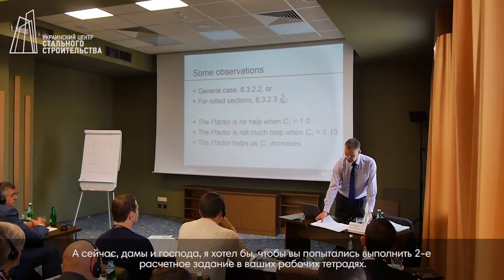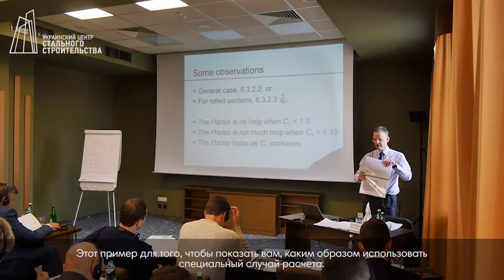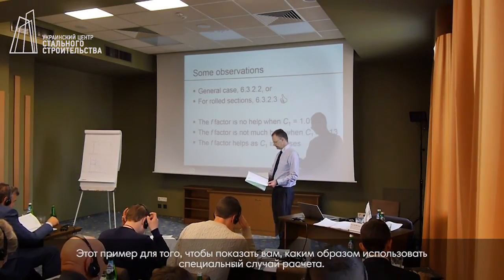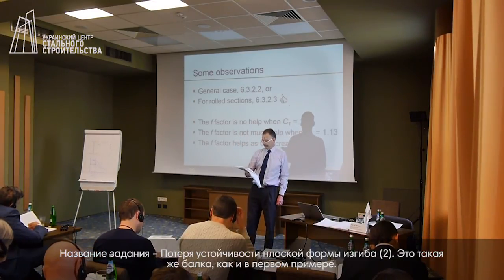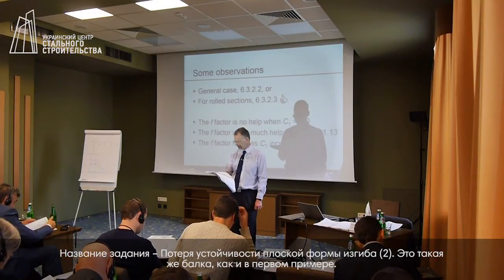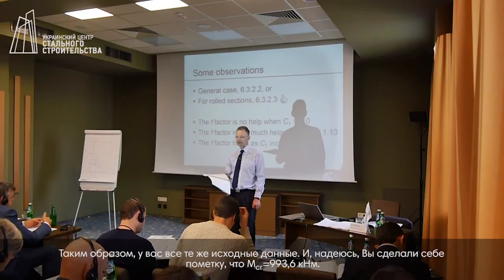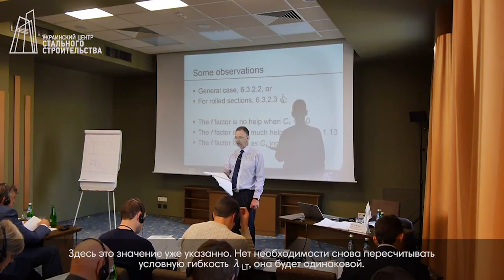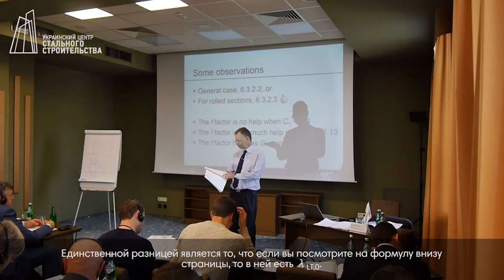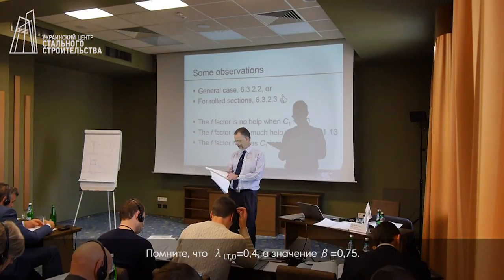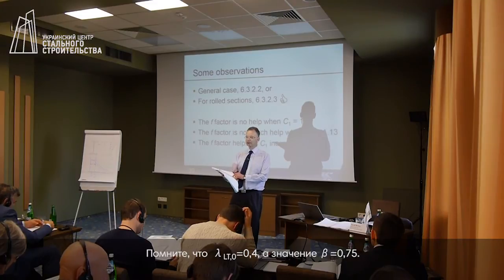So, ladies and gentlemen, I would like you to attempt the second worked example, please. This is just to examine the use of the special case. You will see the title is called LTB Resistance 2. It is exactly the same beam, so with the same data. And I hope you made a note that the Mcr value is 993. In fact, it's on my sheet here. There is no need to recalculate the slenderness, lambda bar LT, it's exactly the same. So the only difference comes in the formula down at the bottom of the page. Remember that lambda bar LT,0 is 0.4 and beta is 0.75.